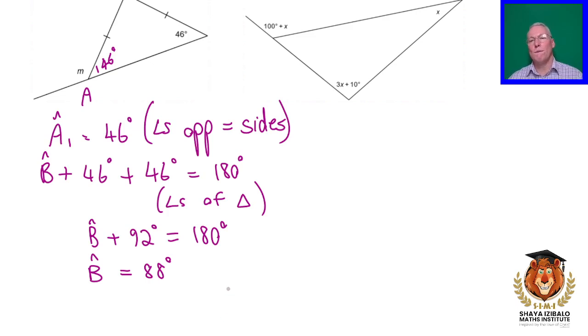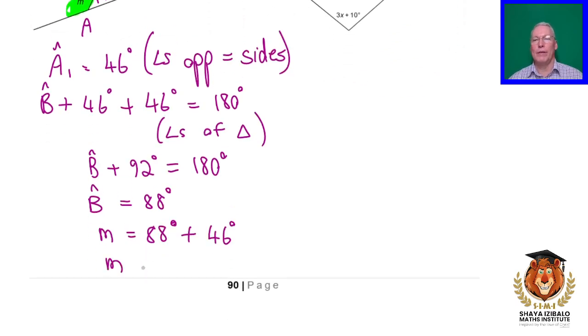Okay? Now, what do we know about this angle M over here? It's outside the triangle. It's an exterior angle. Angle M will be equal to 88 plus 46 degrees, and I think that's 134 degrees. Don't forget your reason here, exterior angle of triangle. Just checking that, yeah, 134 degrees.